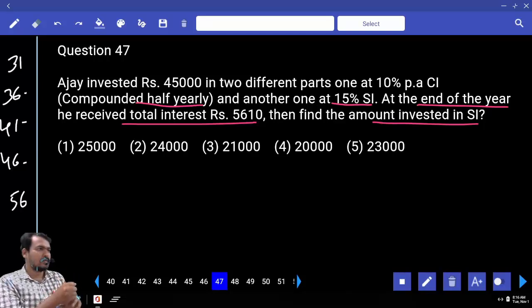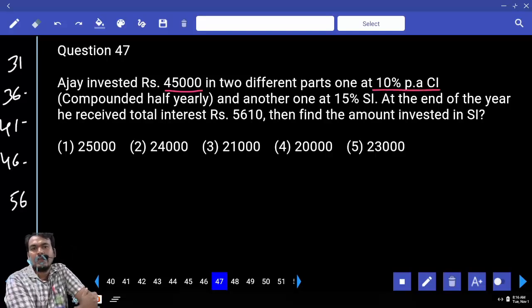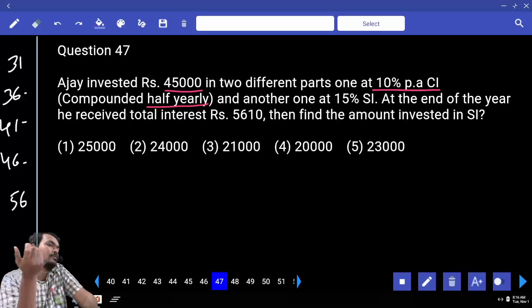Okay. This type of question, we can use three methods: equation, allegation, or reverse method. First, what is the total principal? 45,000. First we use the allegation method. What is the rate of percent in compound interest? 10% per annum, but compounded half yearly or annually? Half yearly. What is the half year rate of percent?